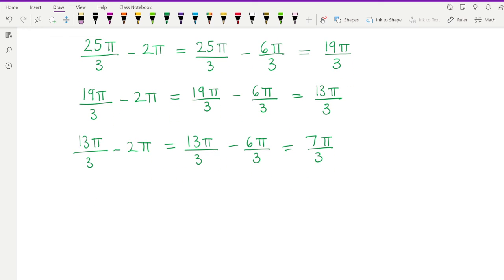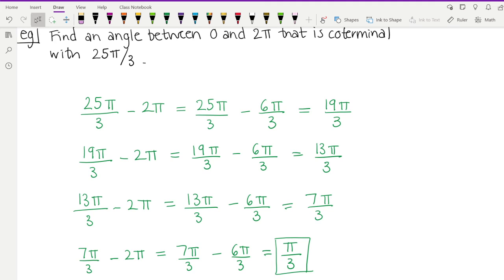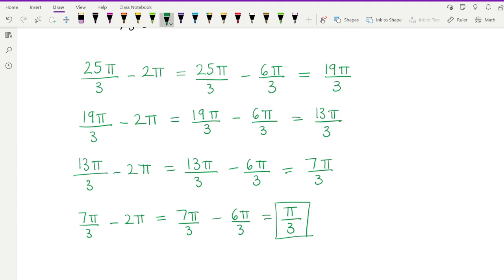Oops, sorry. This should be 7 pi over 3. So now we're subtracting out 2 pi. So we have 7 pi over 3 minus 6 pi over 3. And that's going to leave us with pi over 3. And that is definitely between 0 and 2 pi, right? So basically what we did is we found 4 different angles that are all coterminal with 25 pi over 3, but pi over 3 is the one that's between 0 and 2 pi.